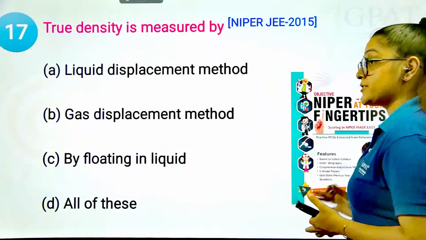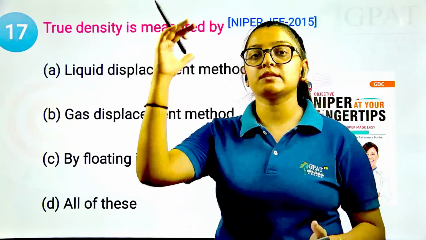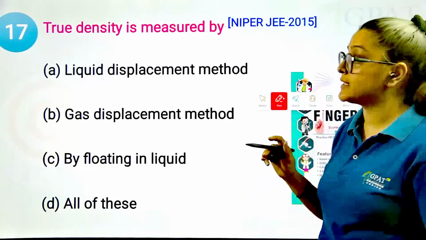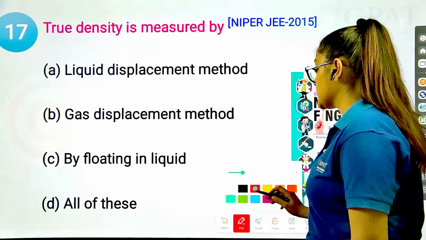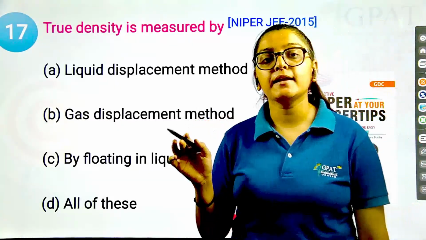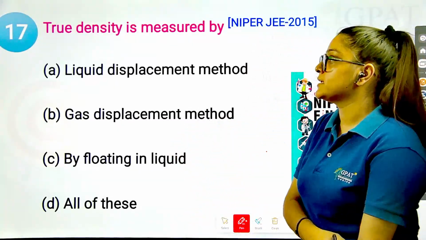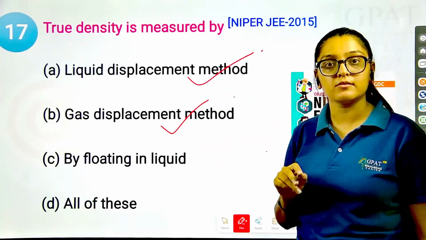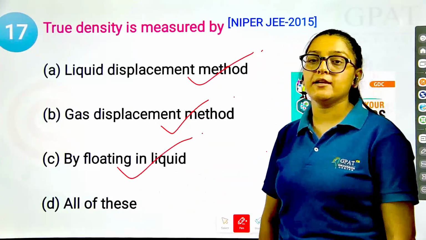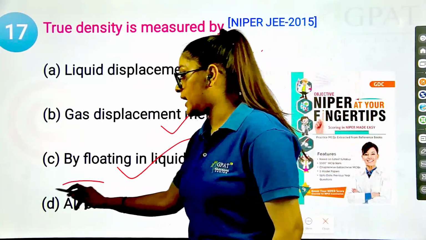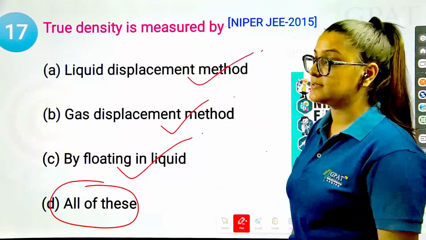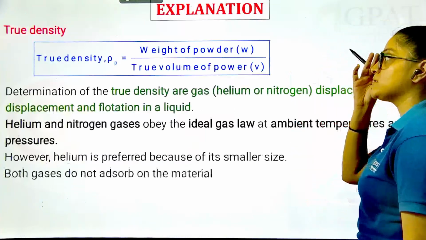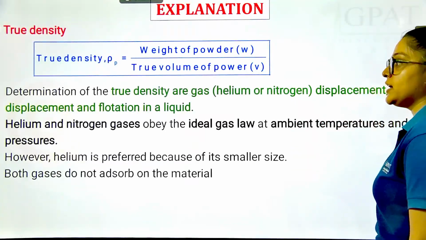True density can be measured by, if you have seen the pycnometer question, there was a chart in the explanation where you can already spot the different methods that can be used for the granular density and true density, right? For the true density, they are asking, is it the liquid displacement method? This is correct. Is it the gas displacement method? This is also correct. Is it by floating in the liquid? These all methods are correct. So mark option number D as the correct answer. All these methods are used for the determination of the true density.